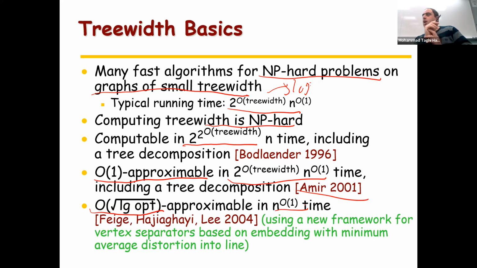Opt is Treewidth. So, there are two things here. Of course, first is square root of log, not log. Second one is square root of log opt. It means that if the opt is constant, then this would be a constant factor.